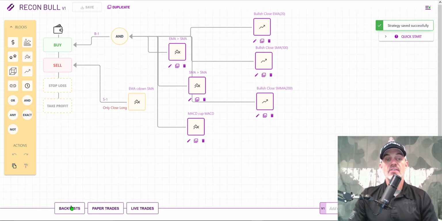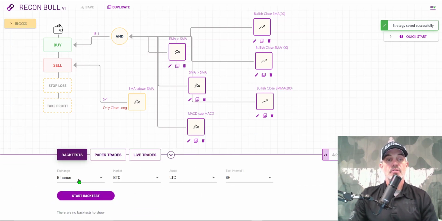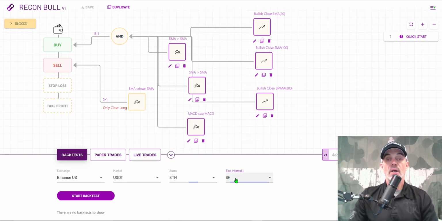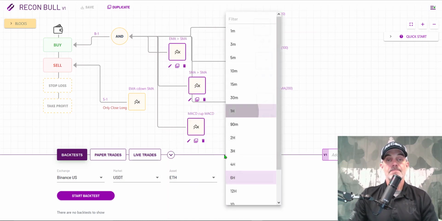Let's do a quick back test and see how we did. And so I'm going to work on, let's say, Binance US this time. So for those of you in the US, you can actually use Binance US. And we'll go USDT and ETH on the 1 hour candles.